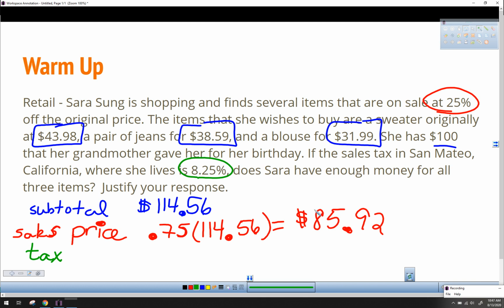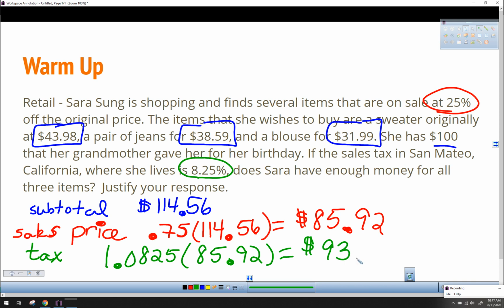Or you could say that since this is an additional percentage, she's already paying 100% of the $85.92. So we could say 100% plus 8.25%, which is 1.0825, and multiply that by 85.92, and that would give us exactly how much she is going to owe. And that amount would be $93, and if I round to the nearest cent, 1 penny.